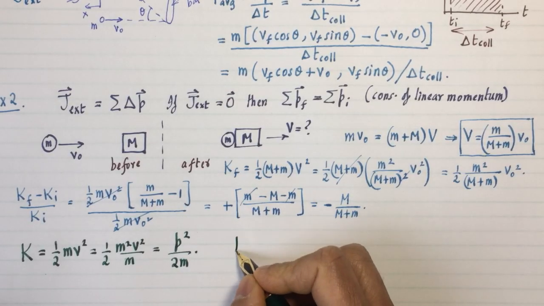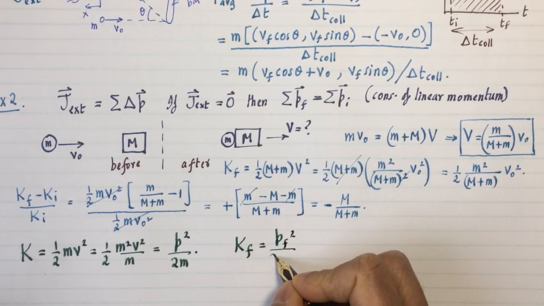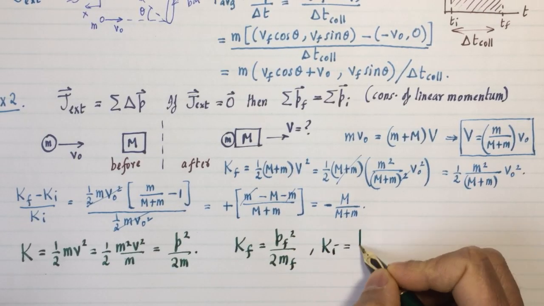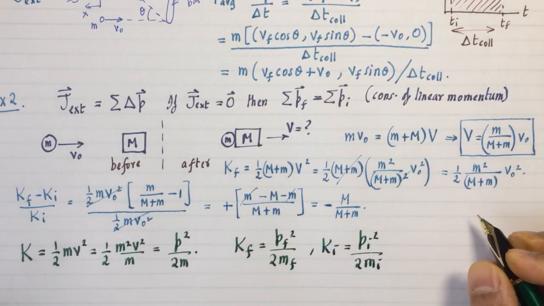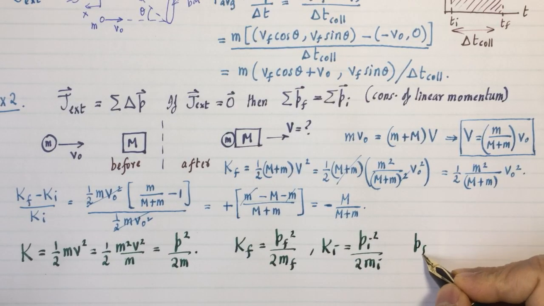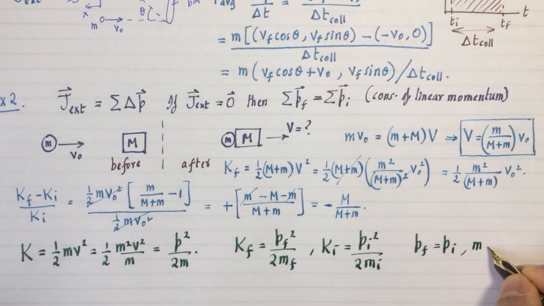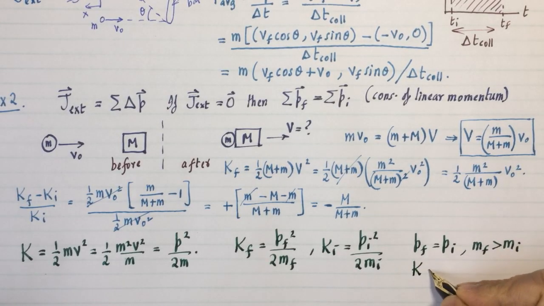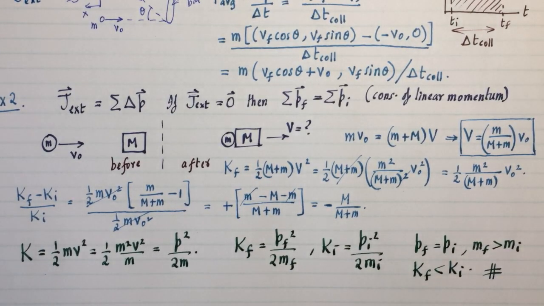So using this, we can write the kinetic energy final is pf squared over 2 mass final, and the kinetic energy initial is pi squared over 2 mass initial. It's immediately obvious, since Pi equals Pf due to momentum conservation, and that the final mass is bigger than the initial mass because they stick together, that the final kinetic energy must be less than the initial kinetic energy. So that's another rather neat way to see that energy is lost.